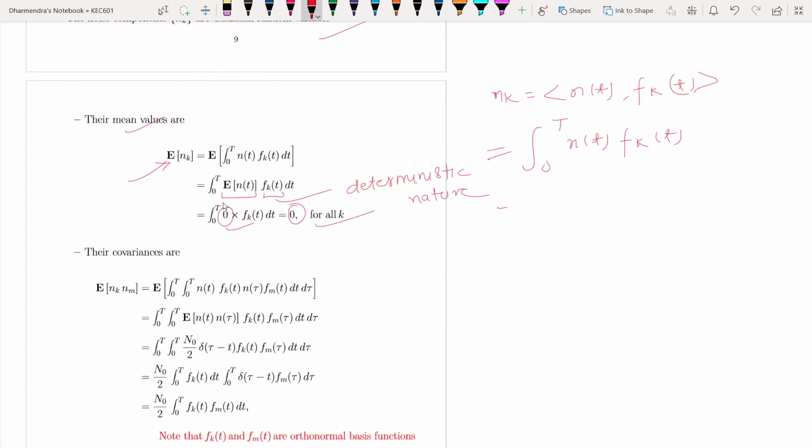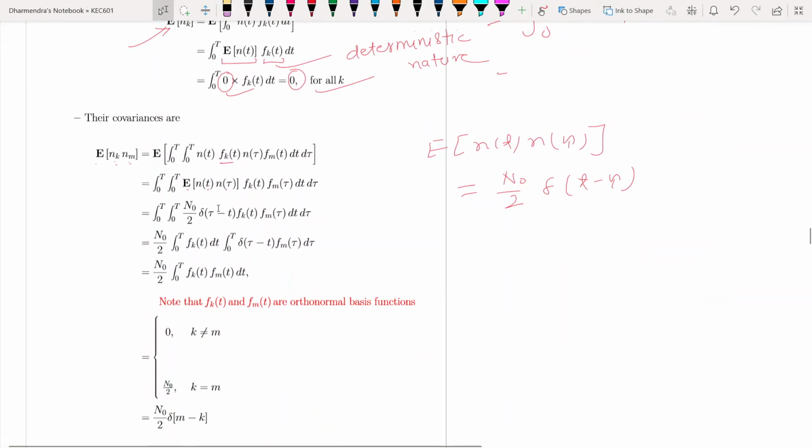Covariance means, since the mean is 0, the covariance will be the joint expectation of n_k and n_m. Okay, so the integral representations of n_k and n_m are like this, with f_k(t) and f_m(tau). They are two dummy variables, t and tau. Okay, so I will take the expectation inside. So the expectation of n(t) with n(tau) can be written as N_0 by 2 delta(t minus tau). This is the joint expectation of Gaussian noise.